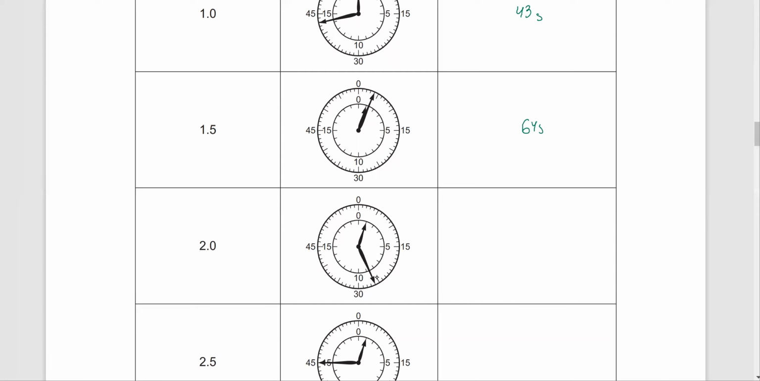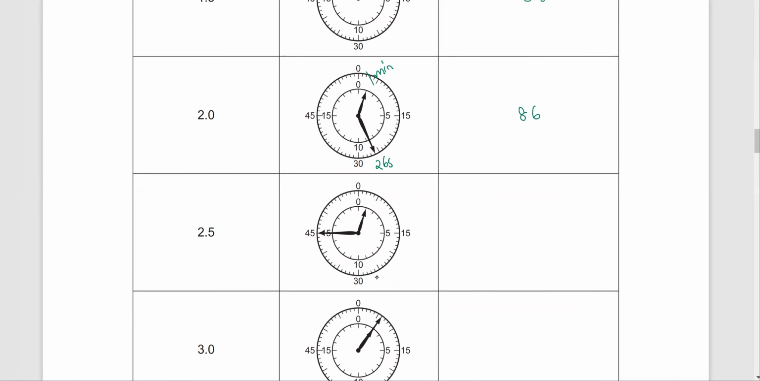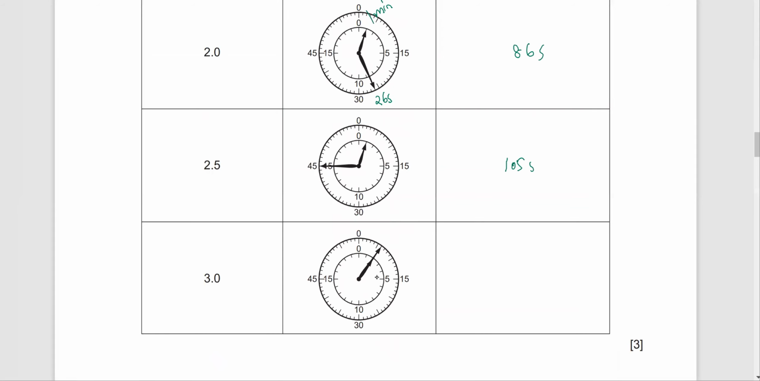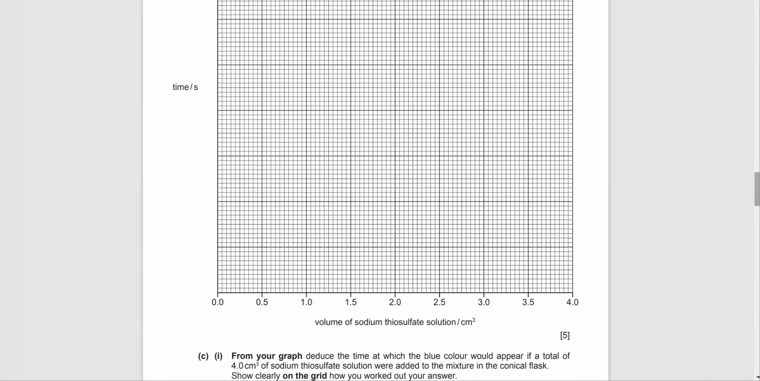Yes, this is showing 26 seconds, and this is showing 1 minute. That's 1 minute, so that's going to be 86 seconds. 60 plus 26. So how much would this be? 105. Okay, this is 105 seconds. And the last one? 126. Okay, this one is 126 seconds, because the smaller hand is at 2 minutes now. Anyway, you've got the values and you're supposed to plot the graph of best fit.